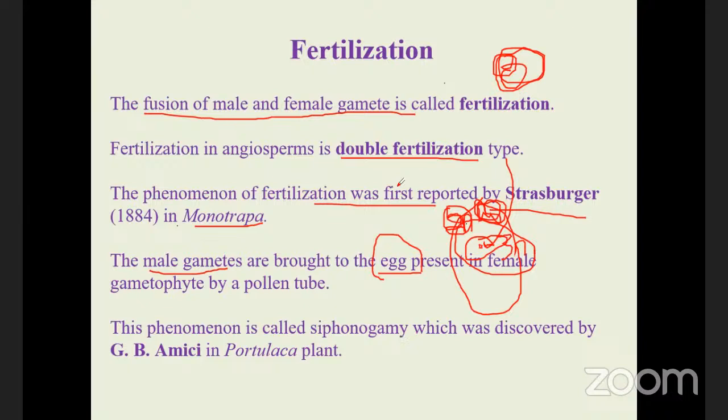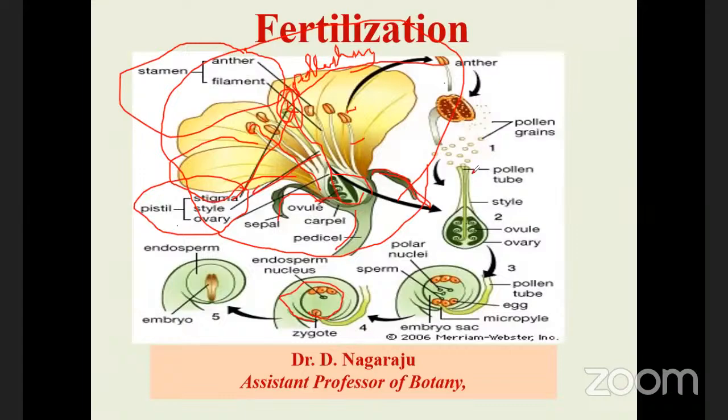And the process where the pollen is reaching toward the ovule through the siphon-like style is called as siphonogamy. This type of fertilization, which is happening in angiosperm, is called as siphonogamy. That means pollen reaching toward the ovule.